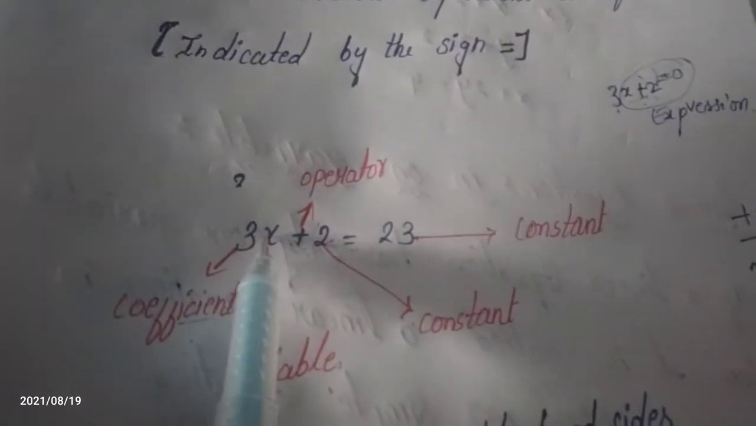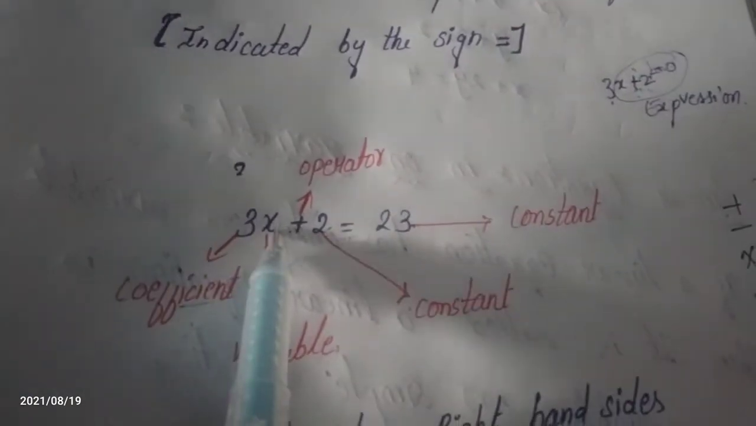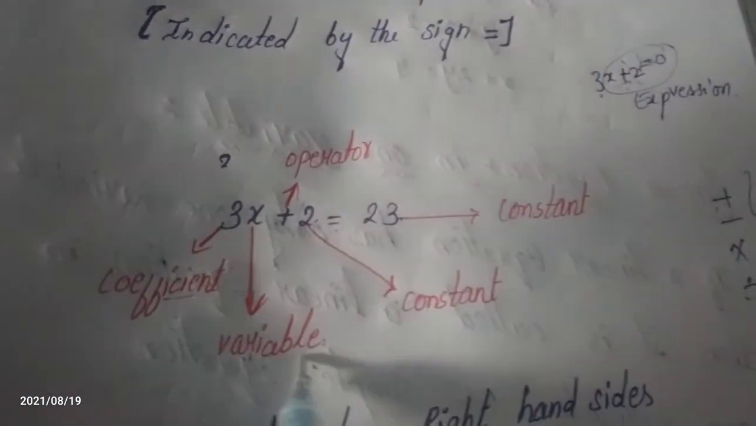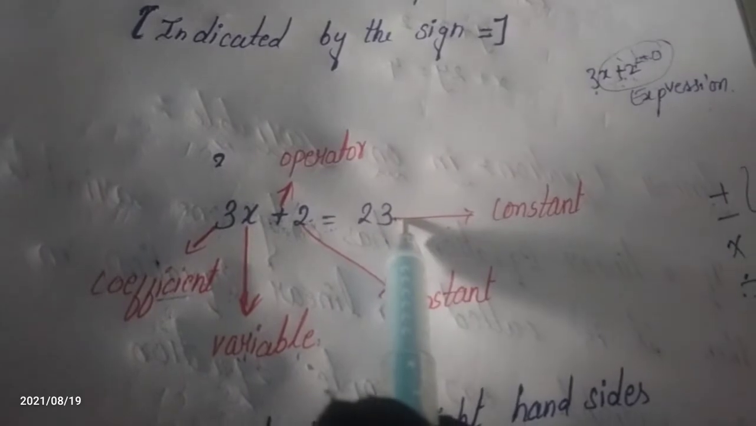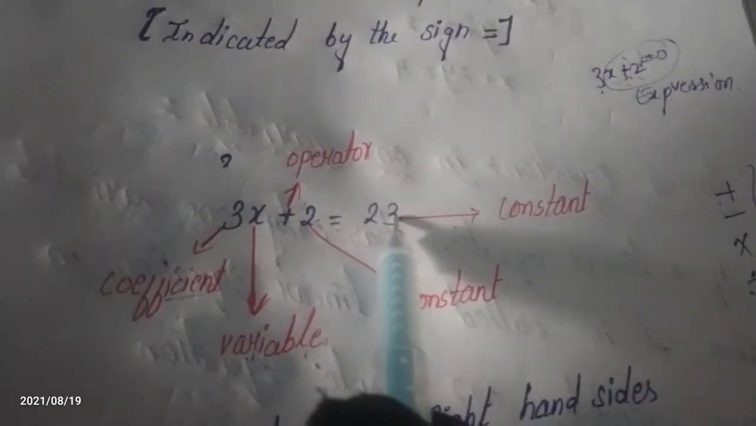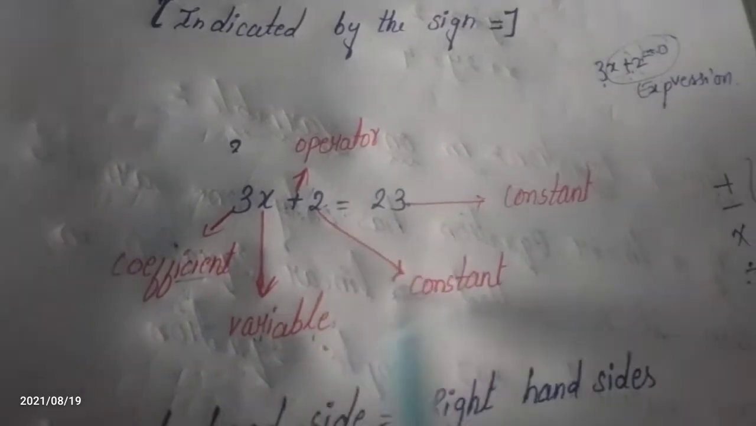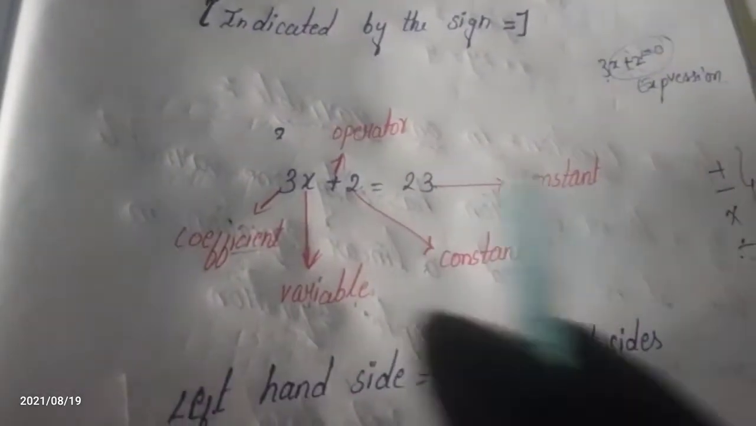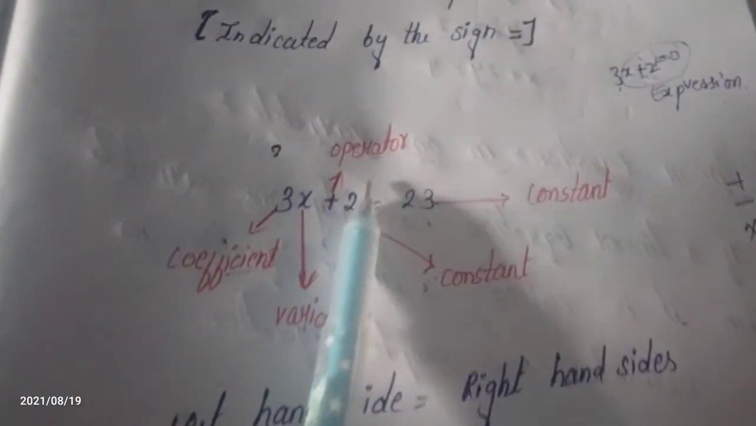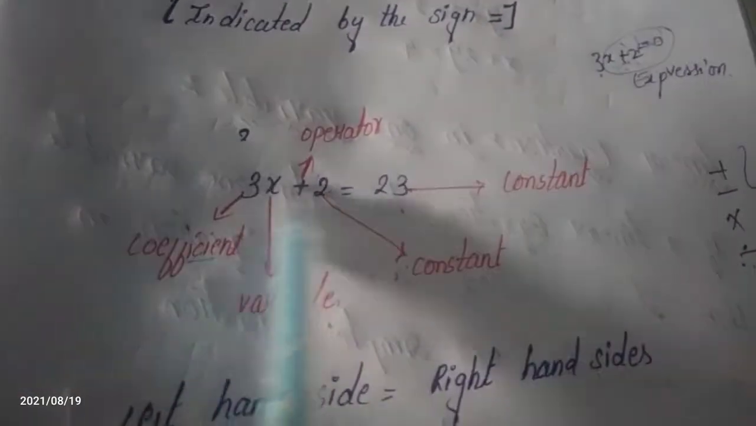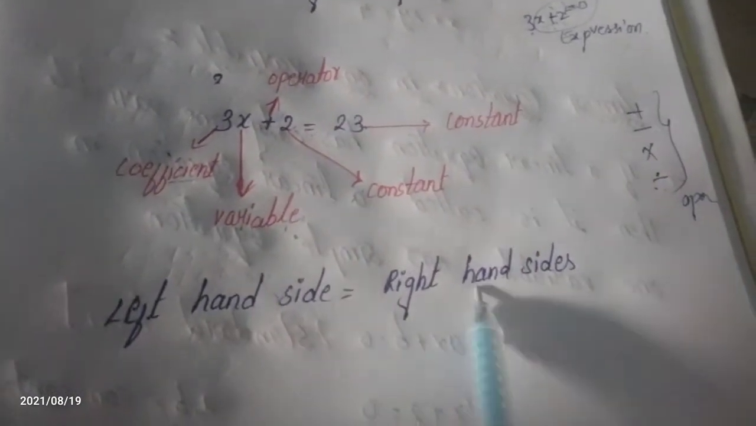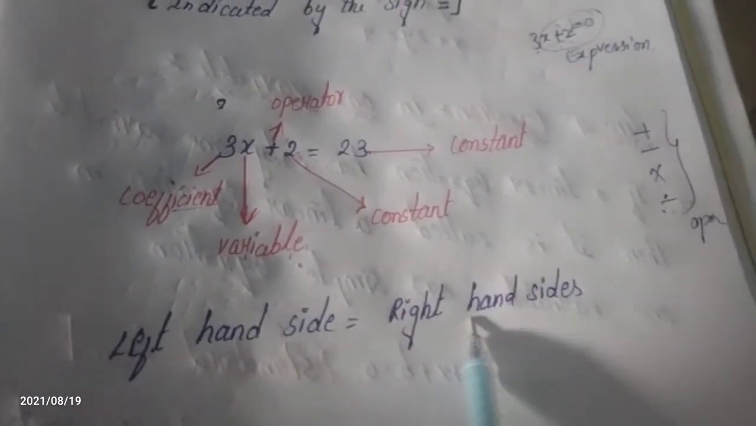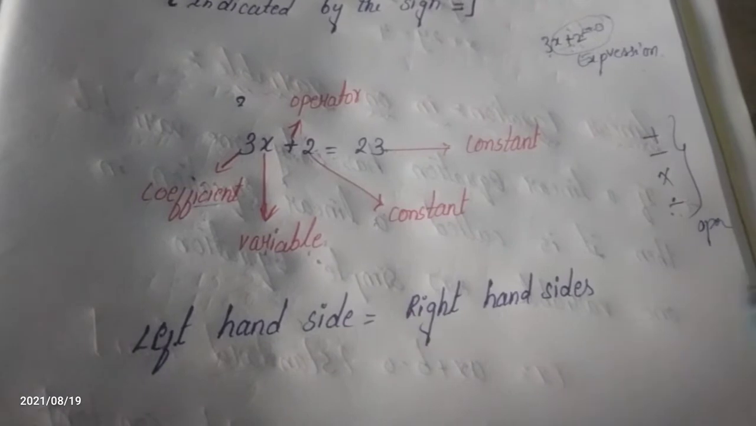In front of any variable, that number is the coefficient, and that alphabet is the variable, and the plus or minus is the operator. If a number is not attached to any variable, it is a constant term. I hope you understand each term of this equation. Whatever is on the left side is called the left hand side, and whatever is on the right side is the right hand side. We can say LHS is equal to RHS. What is LHS, RHS? Left hand side and right hand side. I hope you understand each term of this chapter.